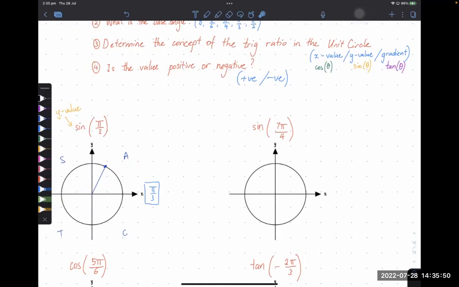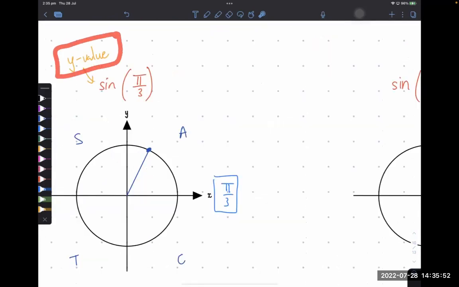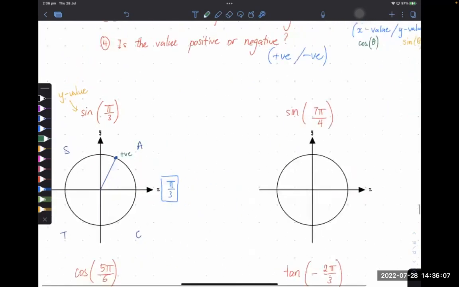The other way that you can look at it as well is, well, what's our Y value at this point? You can see our Y value is here. This y-axis is +1 right here. So it's just under +1. So it's going to be a positive value. Okay.